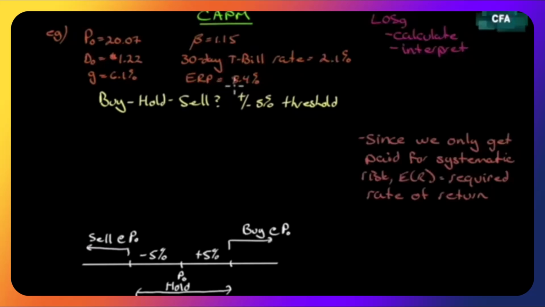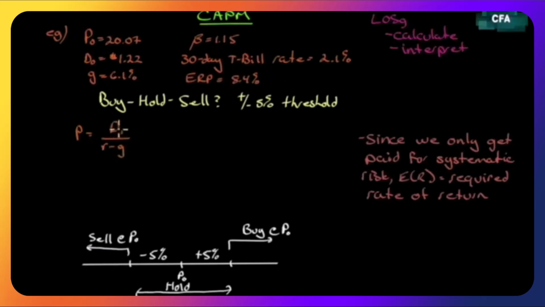Based on all this information, we have enough to determine whether or not we want to buy it, with a plus or minus 5% threshold. So let's figure out what the intrinsic value of this stock is. To figure out the intrinsic value, we've already done it before. Price is dividend at time 1 over R minus G. That is the dividend at time period 1 divided by the required rate of return minus the growth rate.